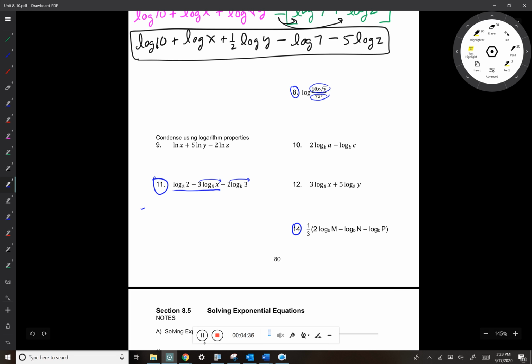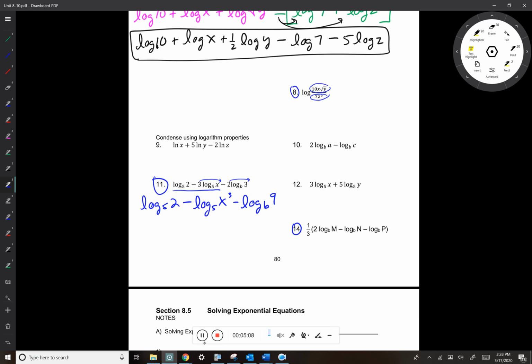So what I have is log base 5 of 2 minus log base 5 of x cubed minus log base b of 3 squared, and I'm going to go ahead and say 3 squared is 9. Now, several of you noticed a mistake that I had on the homework key, and that is I see here that the first two are log base 5 and the last one is log base b.